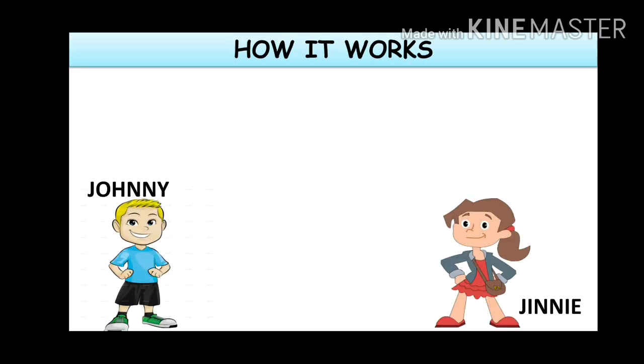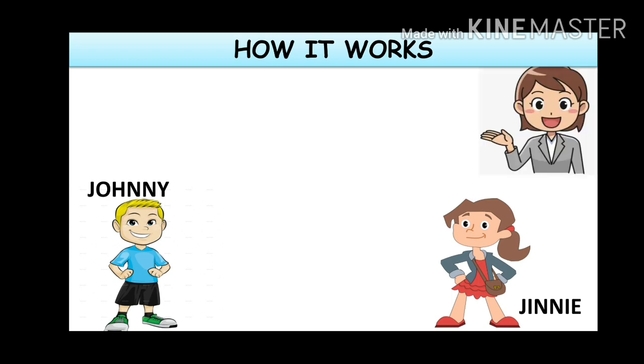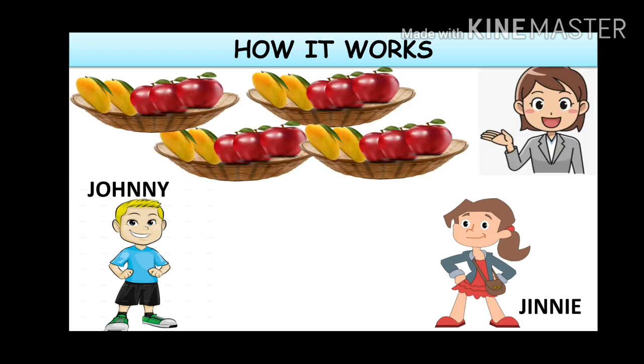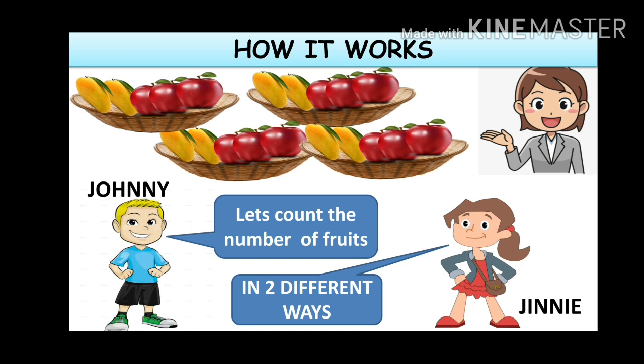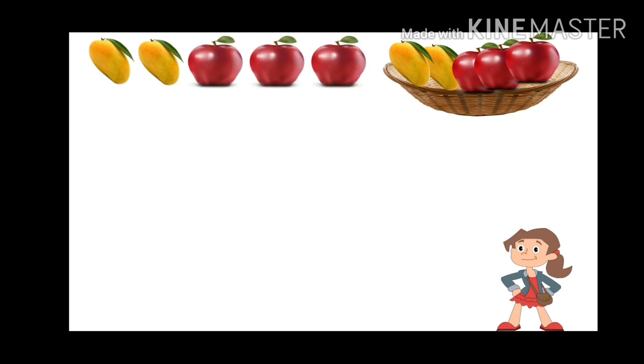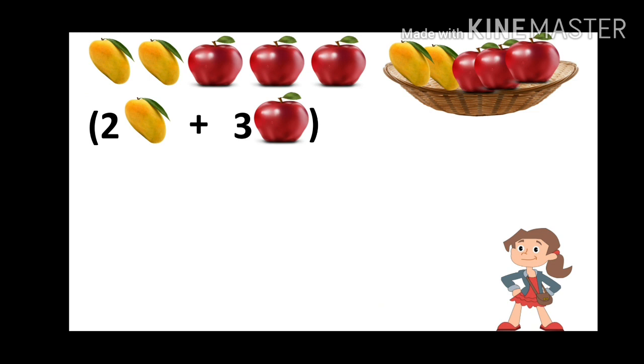Johnny and Jenny are two friends. The teacher gave them 4 baskets of fruits and asked them to count them. So Johnny agreed, let's count the fruits. But Jenny wanted to do it in 2 different ways. So what she did, she took one basket and counted the fruits in that basket. She found that in one basket there were 2 mangoes and 3 apples.